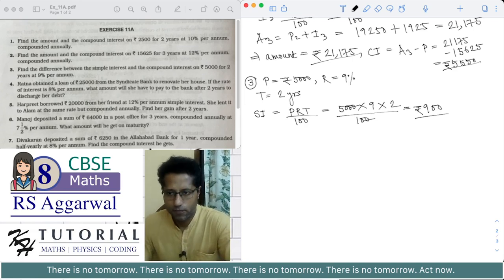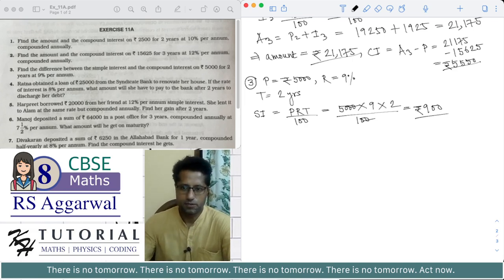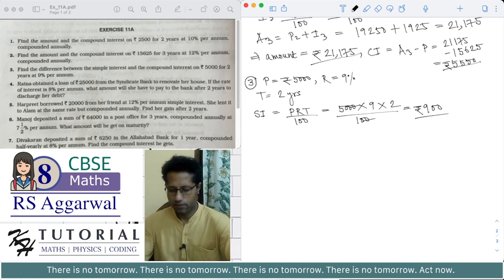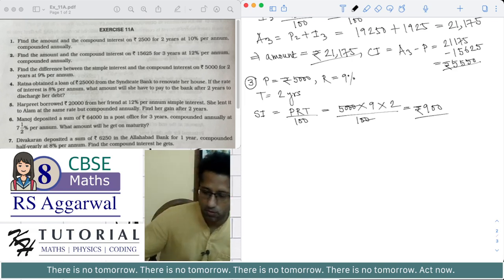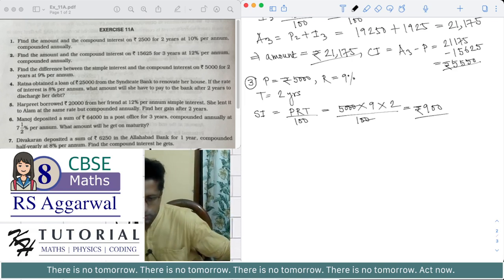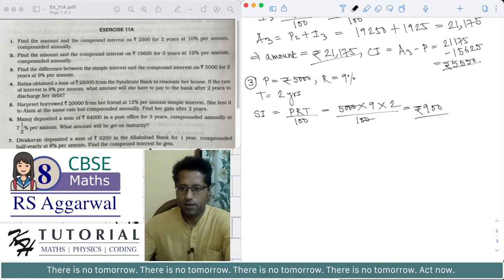Okay. Now we have to find the compound interest. Since it is not given how the compound interest needs to be calculated, whether compounded half yearly, annually or quarterly, we will assume it is compounded annually.